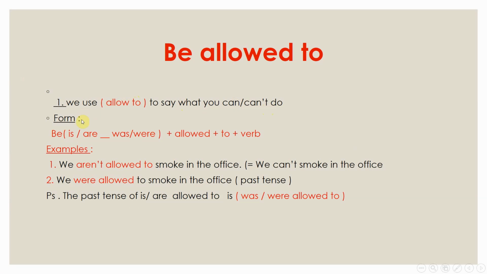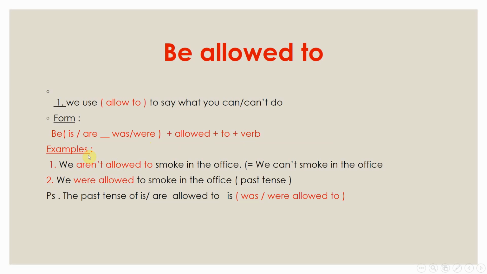Now let's move to the form and construction of allow to, and this time we will use allow in the passive voice. So we will use be plus allowed plus to plus the verb. Be could be is, are, or am in the present tense, or was or were in the past tense, بالتصريف الماضي للفعل.